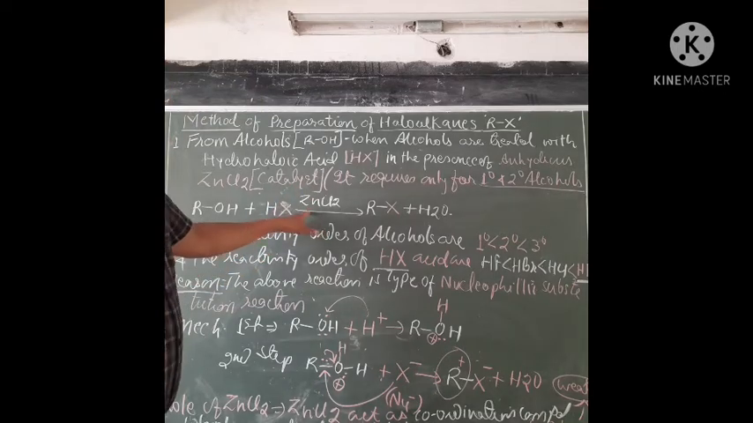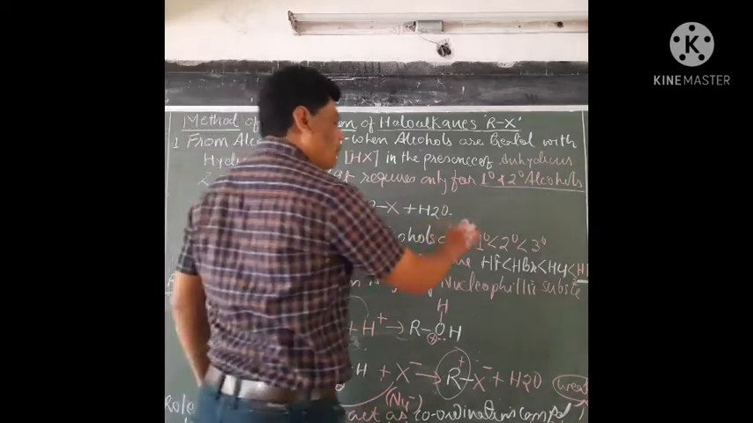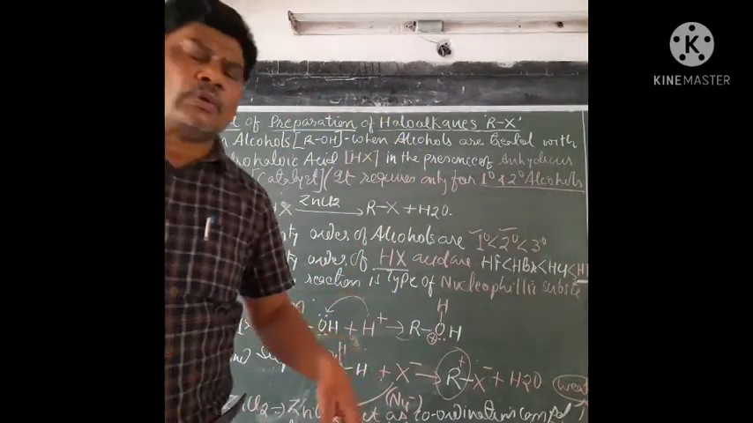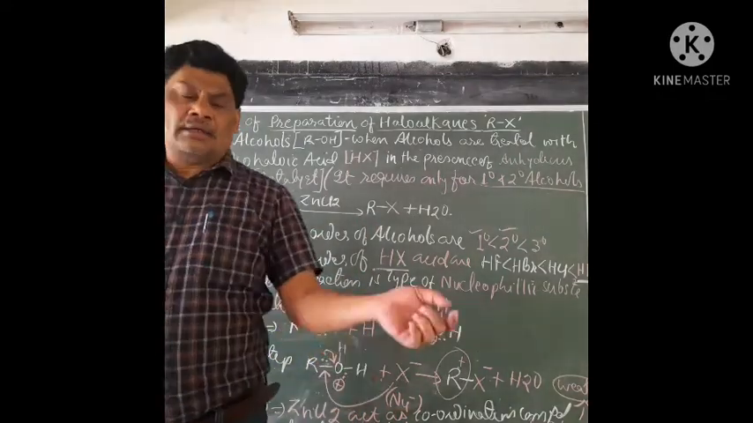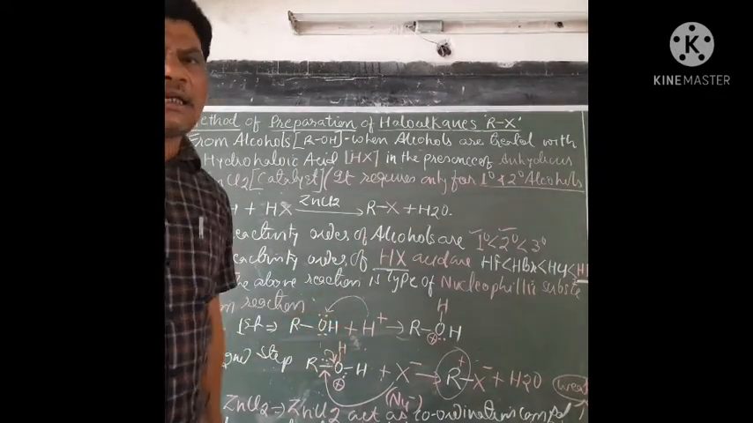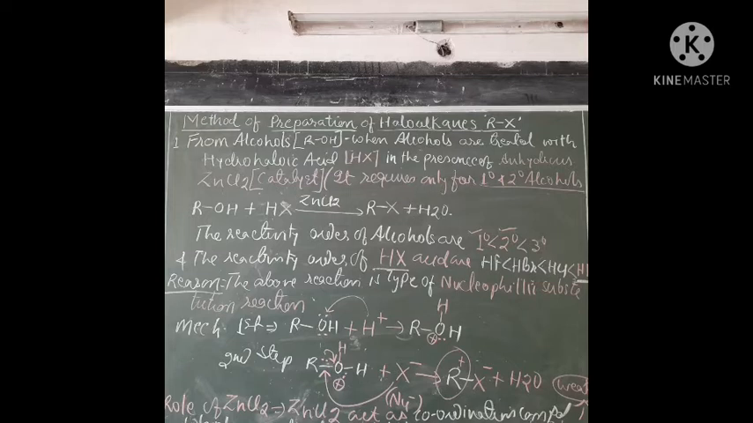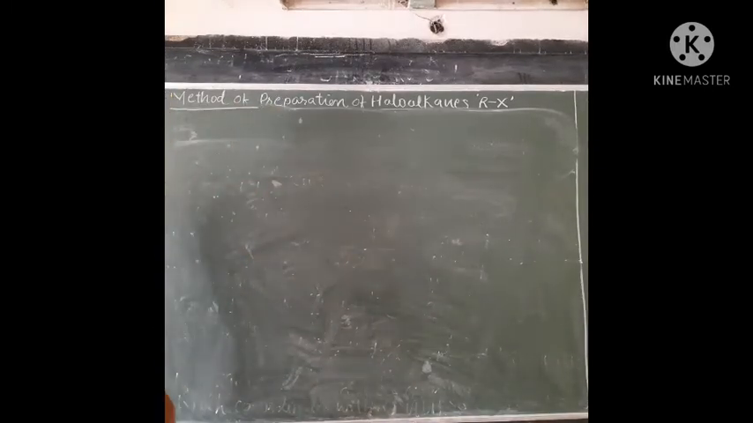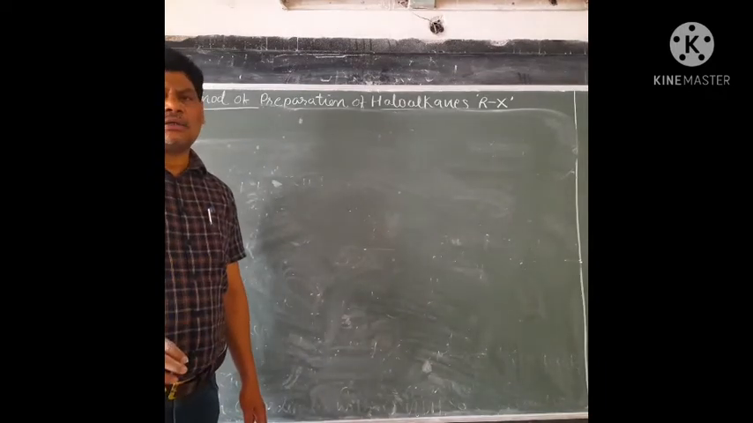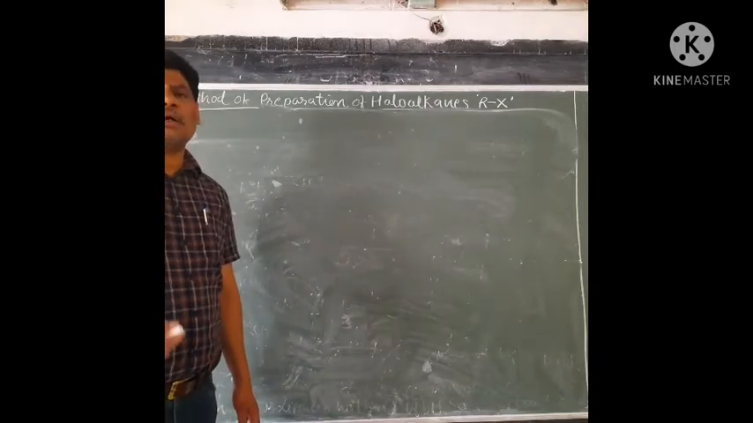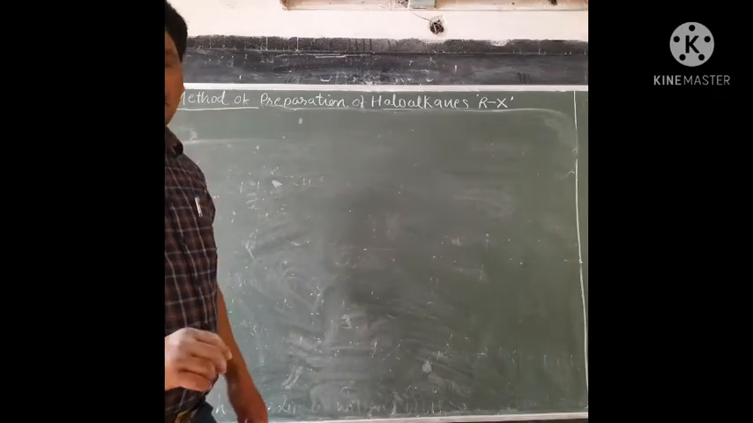Remember, ZnCl2 is required only in the case of primary alcohol and secondary alcohol, not for tertiary alcohol. Because tertiary alcohol is so reactive that it can directly react with hydrohalic acid to form haloalkanes. In the previous video, we have seen the use of hydrohalic acid and zinc chloride in the preparation of haloalkane from primary and secondary alcohol.